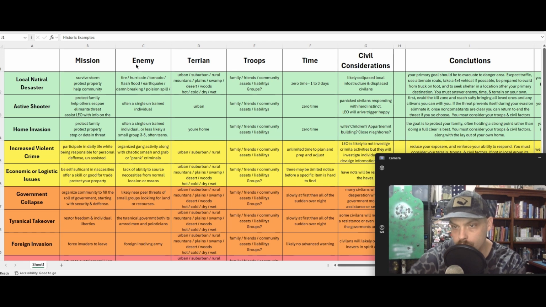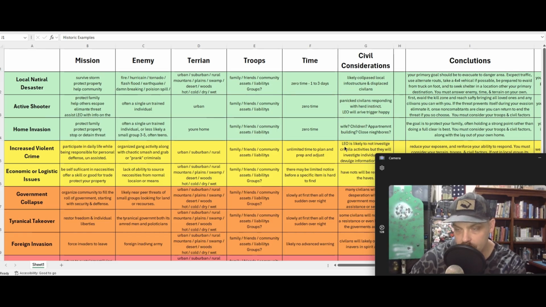Terrain: it is your home. Troops: your family and friends. Also, you could have some community aspect if your neighbors are really good neighbors. All right, again, who are assets, who are liabilities, how can they help you, how do you need to take care of them? Time: you will not have any advance warning.